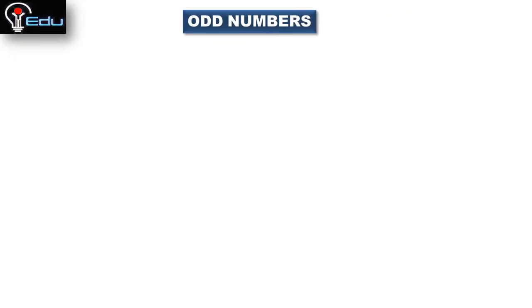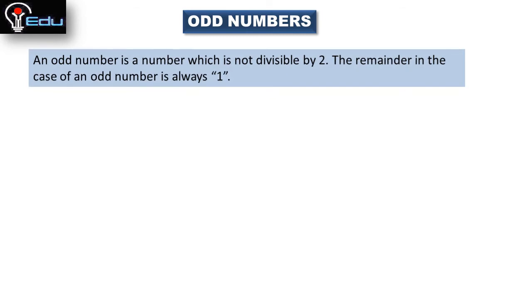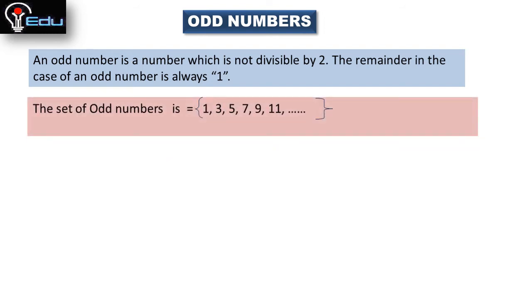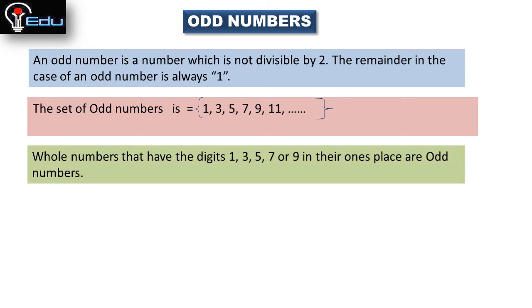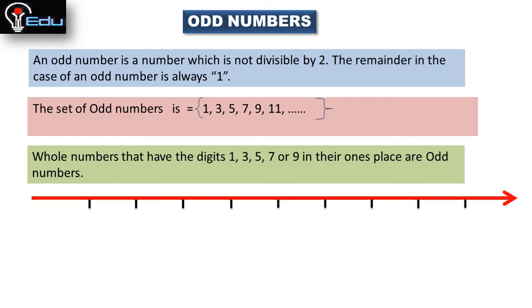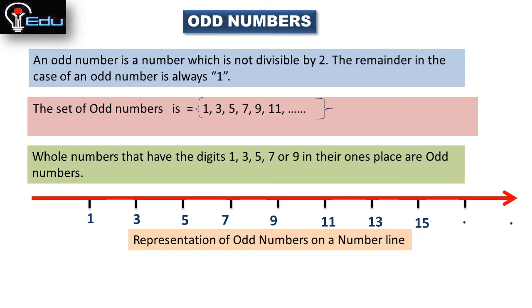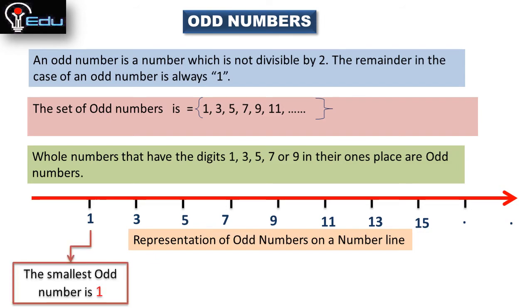Odd numbers. An odd number is a number which is not divisible by 2. The remainder in the case of an odd number is always 1. The set of odd numbers is equal to 1, 3, 5, 7, 9, 11 and so on. Whole numbers that have the digits 1, 3, 5, 7 or 9 in their ones place are odd numbers. And this is the number line and representation of odd numbers on a number line, and the smallest odd number is 1.